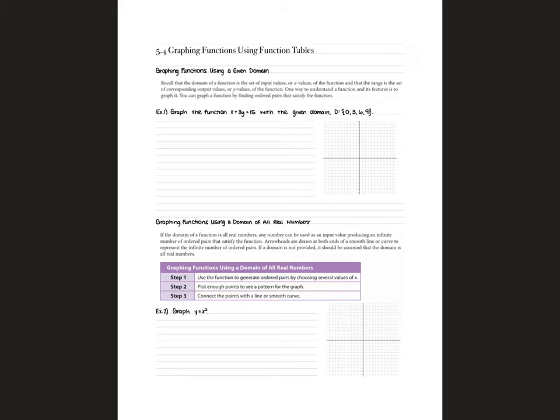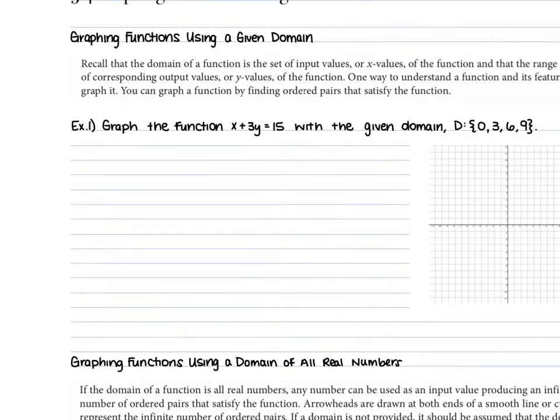5.4 Graphing functions using function tables. When we use function tables, we are giving our domain and we're finding our range with them. So if we look at example 1, it tells us to graph the function x plus 3y is equal to 15.